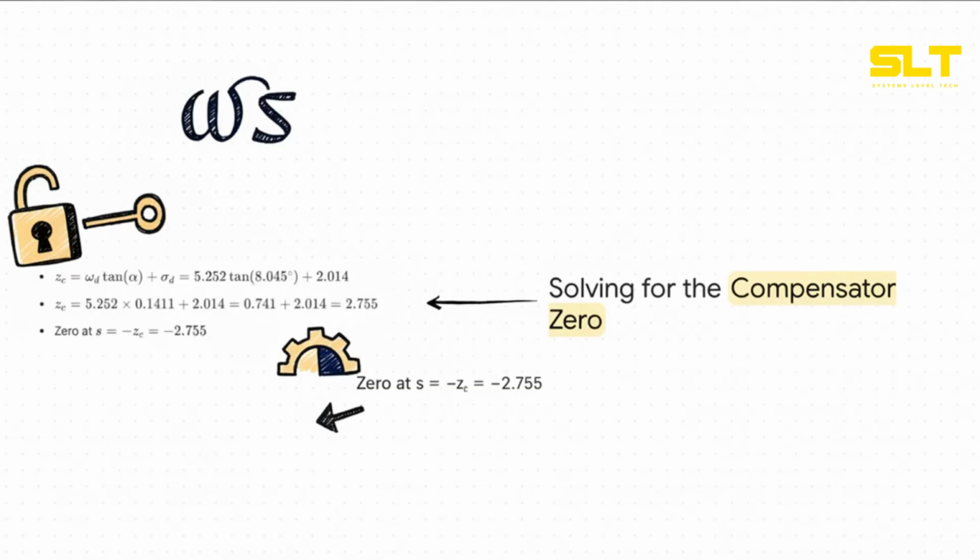And here is exactly how we use it. To find the location of the 0, ZC, we use a trigonometric relationship. ZC equals the imaginary part of our desired pole, omega d, times the tangent of alpha plus the real part, sigma d. We plug in 5.252 for omega d, multiply that by the tangent of our hard-won 8.045 degrees, and then add 2.014. The math settles beautifully to give us our compensator 0 at precisely 2.755. Just like that, half of our compensator is built.